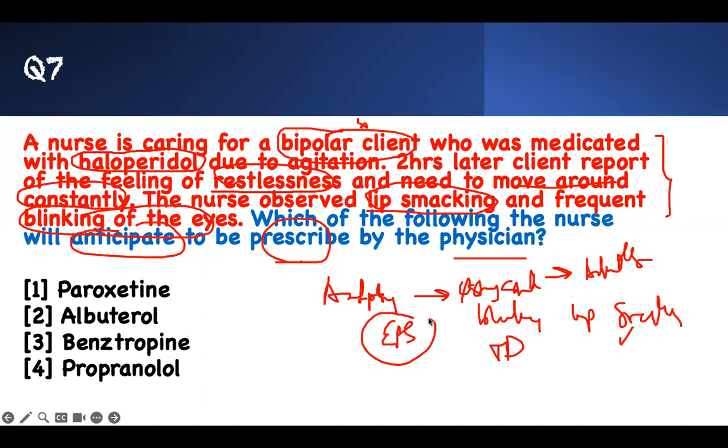You have to know it for the psych. I'll do another questions on psych, but you have to understand them. This is the side effect. Therefore, what do you want to do? What is the treatment of this? What is the treatment? Remember, antipsychotic problem is what?